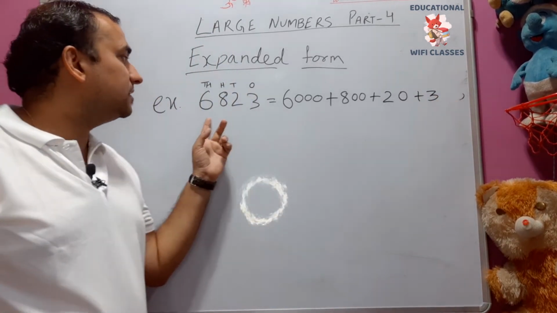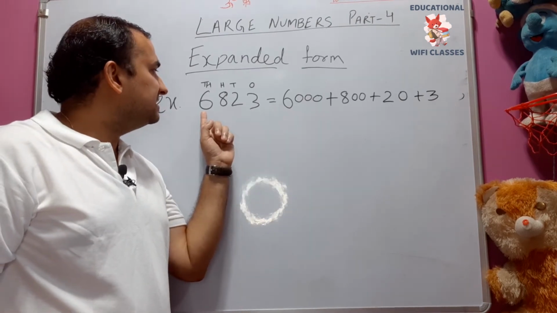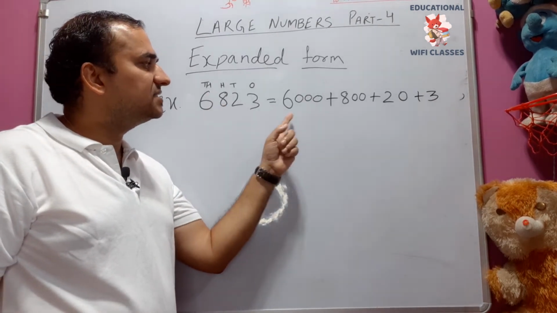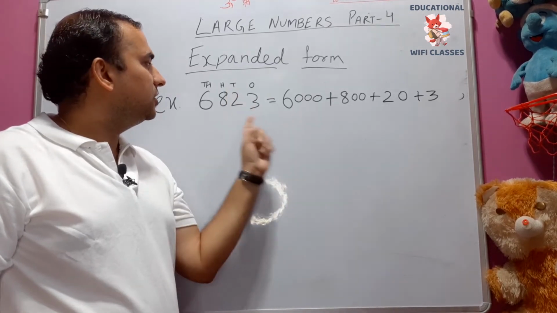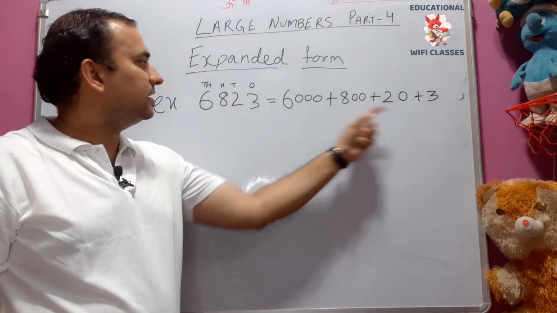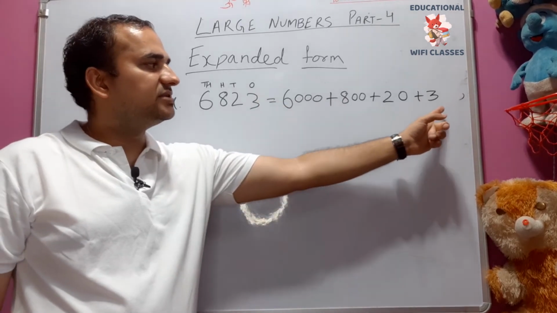So you have seen here how we have expanded this one. 6 is on thousands place, so we write down 6,000. 8 is on hundreds place, so we write down 800. 2 is on tens place, so we write down 20. And 3 is on ones place, so we just write down 3.